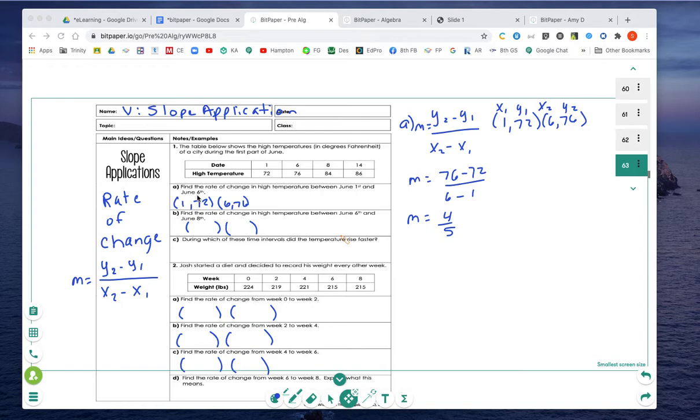Now we're going to put 4 over 5 into our calculator. We're going to get a decimal, and we're going to round to the nearest hundredth. So when we put our 4/5 into the calculator, M is equal to 0.8. And then we have to write down the two things that we are measuring. So that's 0.8 degrees per day. So our answer would be 0.8 degrees per day. And you'll notice that we use the slanted line for the word per.